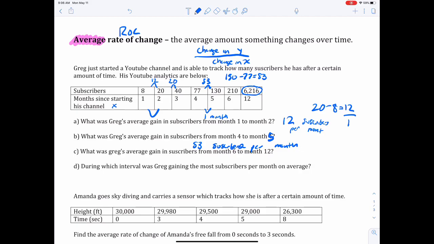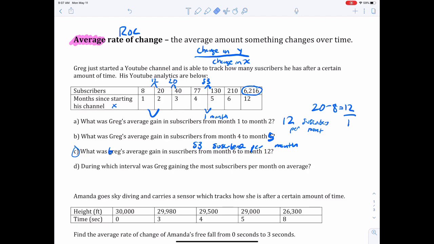Now that was over 1 month intervals. This is where it gets a little trickier, but not too bad. In letter C, give that a read. What was Greg's average gain in subscribers from month 6 to month 12? So this is over a period of now 6 months. We don't know what happened in between month 7, 8, 9, 10, 11, 12. So we want to find the average, and we'll do that by taking the change in Y divided by the change in X.